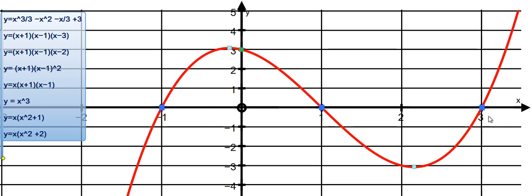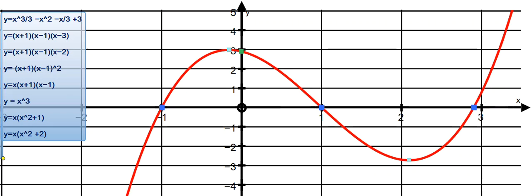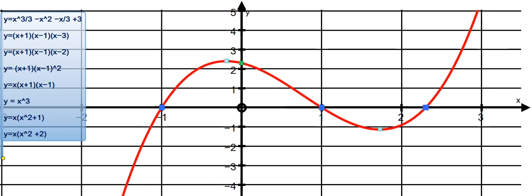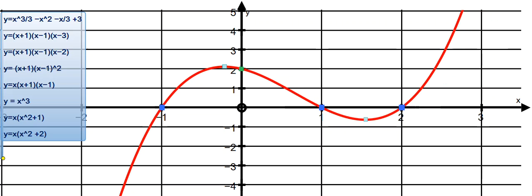Now watch what happens as I move this point. Now that point now goes through 2, and the equation is now this equation. It goes through -1, +1, and +2. Now I'm going to move this one towards this point here, and we'll see that they coincide.